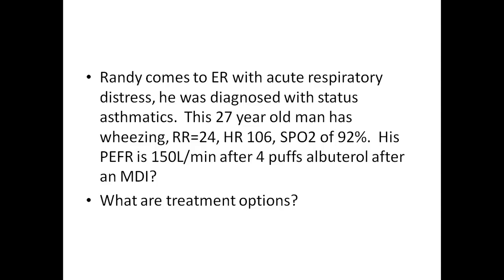We have another patient, Randy. He comes to ER in acute respiratory distress. He was diagnosed with status asthmaticus. He's a 27-year-old male who has wheezing, respiratory rate of 24, heart rate of 106, SpO2 of 92. His peak expiratory flow rate is 150 liters a minute, and that was after 4 puffs of albuterol from an MDI. What would we recommend for this patient?